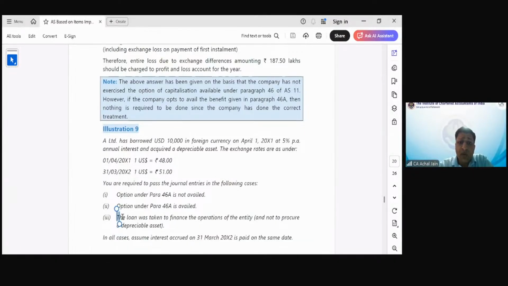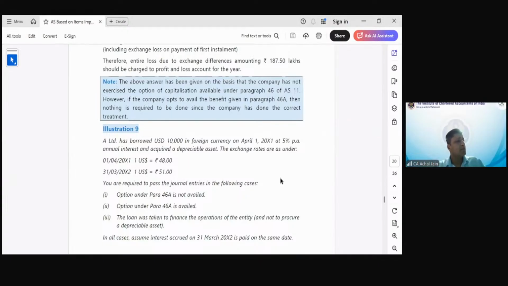Loan was taken to finance the operations of the entity and not to procure a depreciable asset. So there are different considerations you are required to take. First, you will say option under para 46A is not availed. Option under para 46A is availed. Loan was taken to finance the operations of the entity and not in respect of depreciable assets. So let's try to understand all of these accounting requirements one by one.